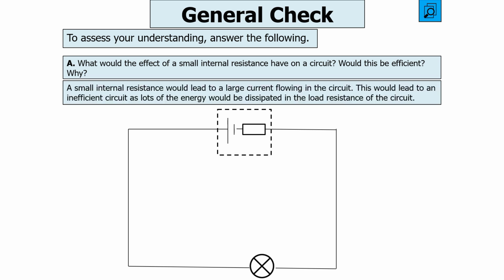So, a small internal resistance would lead to a large current flowing in the circuit itself. Now this would lead to an inefficient circuit, as lots of the energy will be dissipated in the load resistance, the resistance of the output circuit.